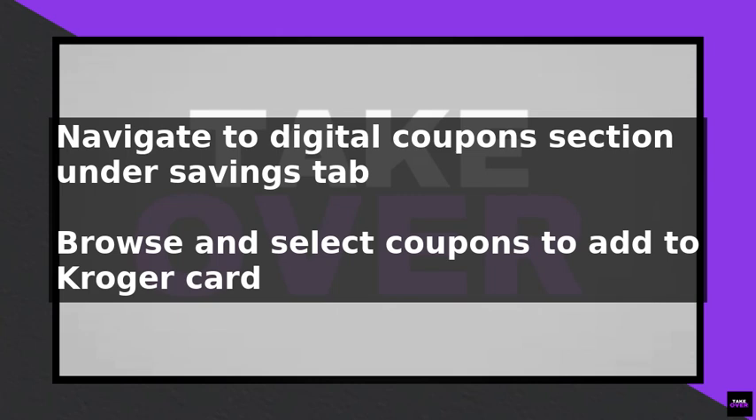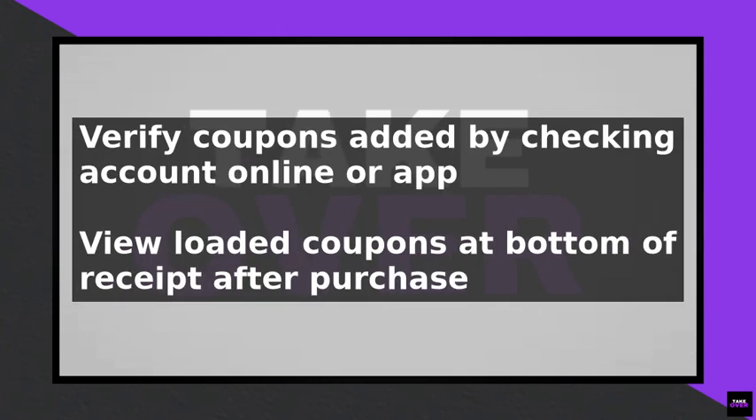You can verify that the coupons have been added by checking your account online or through the mobile app. You can also view the coupons you have loaded onto your card at the bottom of your receipt after making a purchase. To use the digital coupons, simply shop for the items as you normally would and swipe your Kroger card or enter your alternate ID at checkout. The discounts will be applied automatically to the eligible items in your cart.